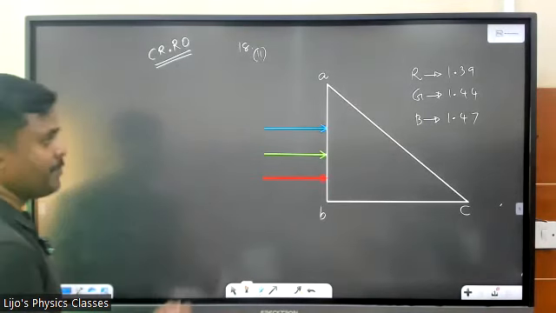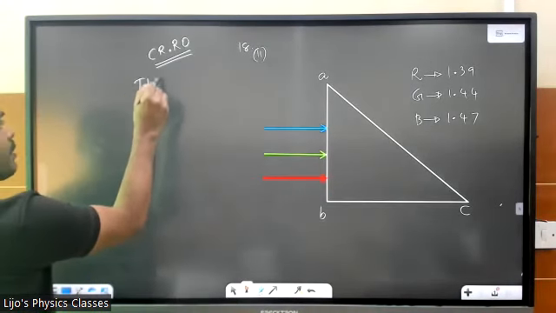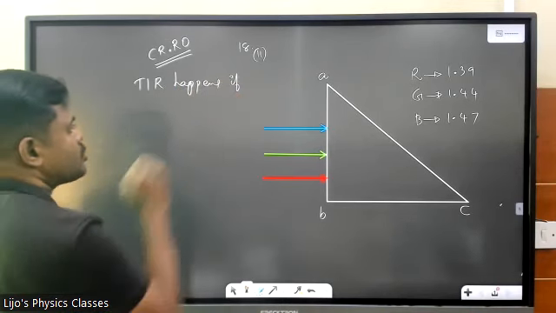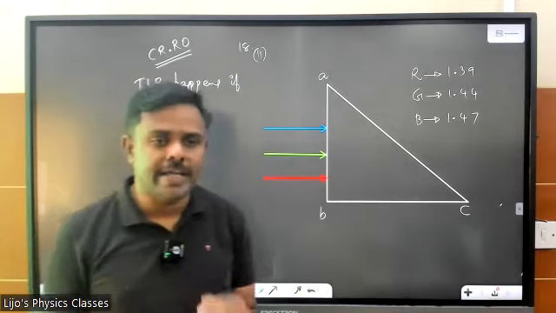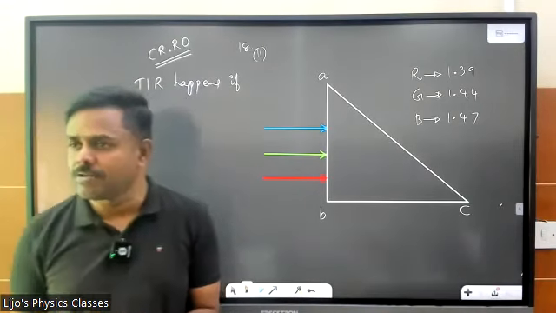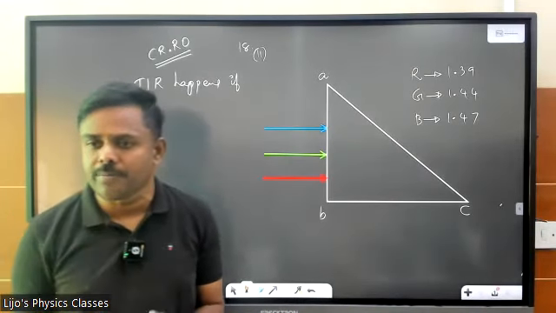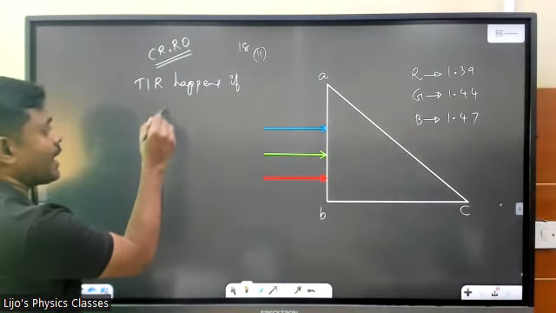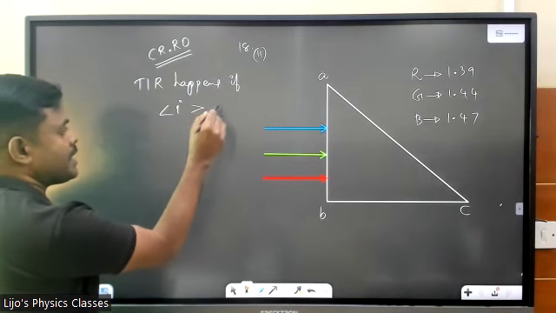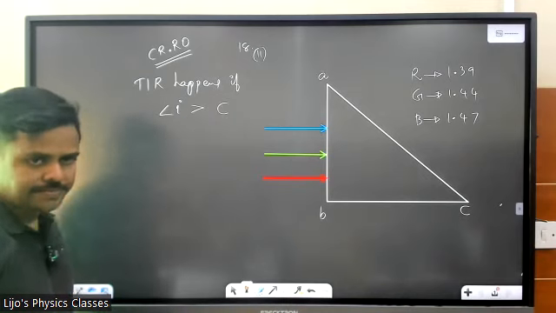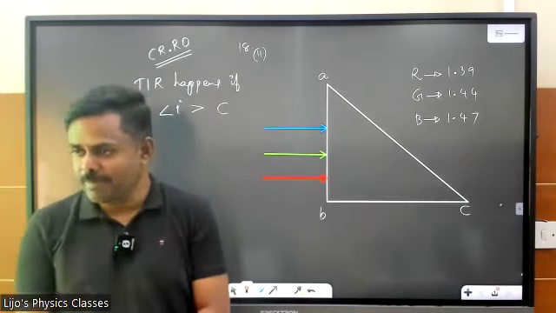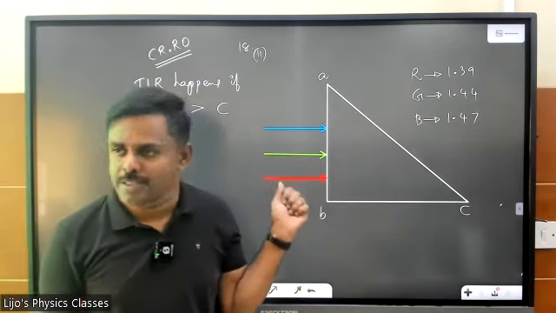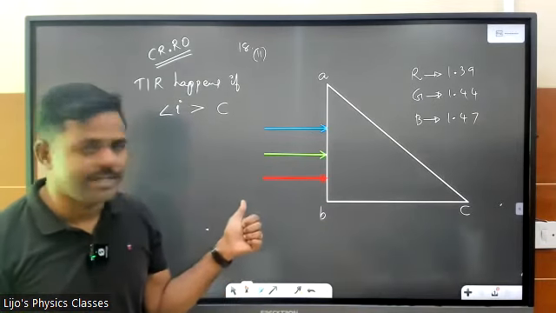Now tell me, what is the condition for TIR to happen? You know, there are two conditions, right? Number one, the ray must go from a denser medium to a rarer medium. Second, the angle of incidence must be greater than the critical angle. I'm using that condition. We have three rays: the first one is blue, second one is green, third one is red.